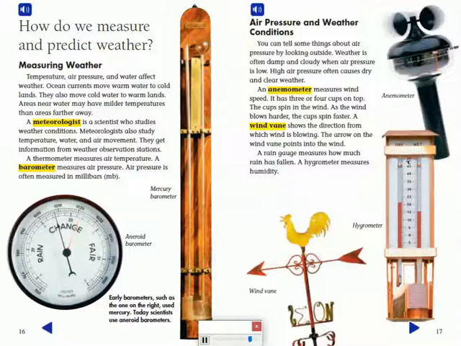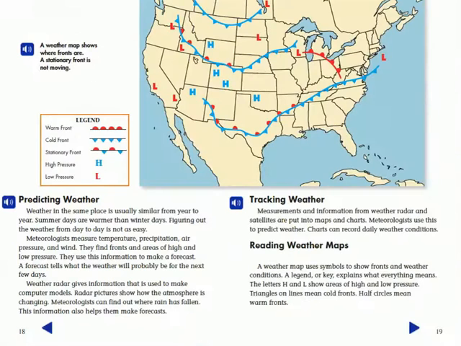A rain gauge measures how much rain has fallen. A hygrometer measures humidity. A weather map shows where fronts are. A stationary front is not moving.